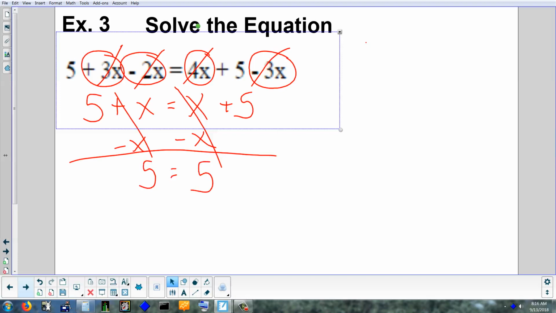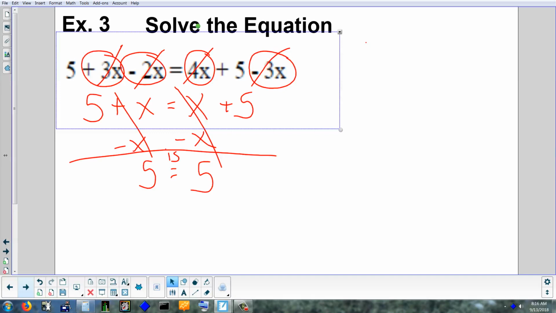Bethany, what do we say? We said equals means what again? What does equals translate to in English? Is, right? So I'm just going to write that there. Bethany, what does it say? 5 is 5. Is that true? Yes, it's a true statement, right? The one we had before was a false statement, no solution, right? Now we have a true statement.